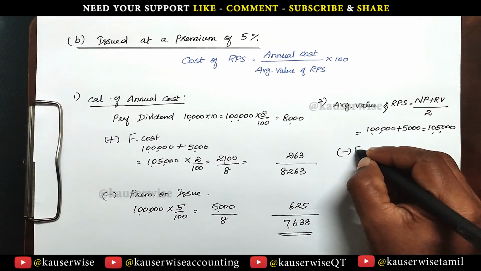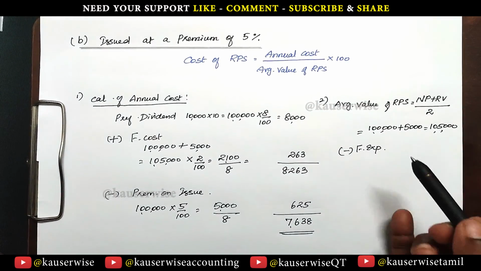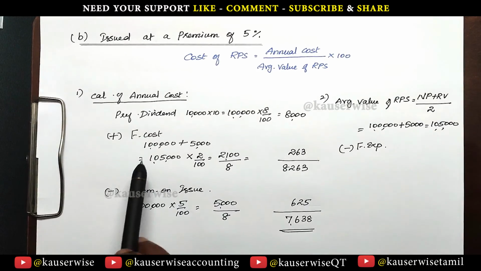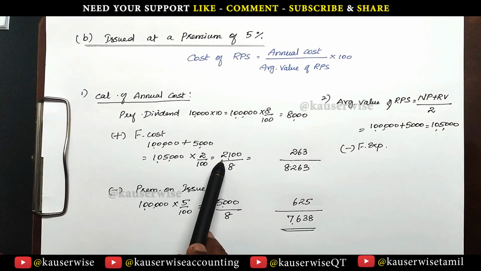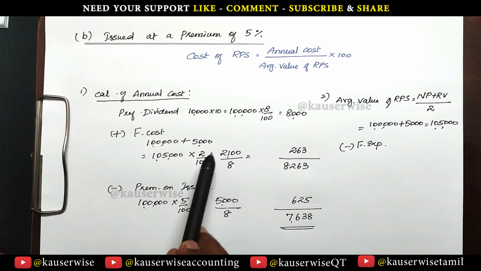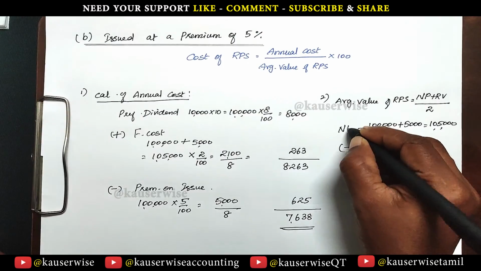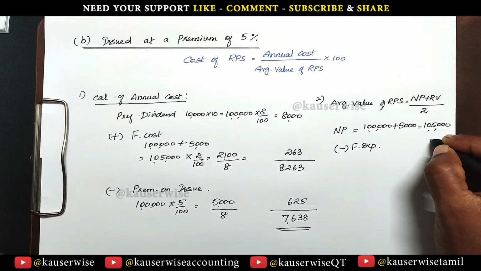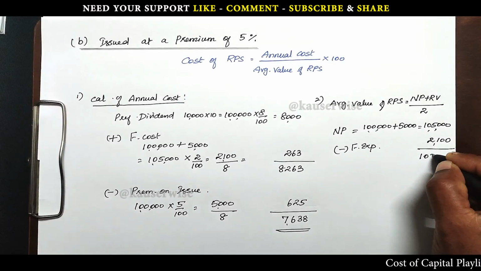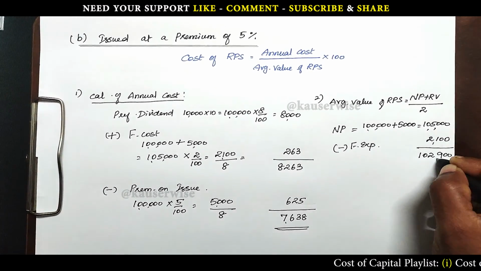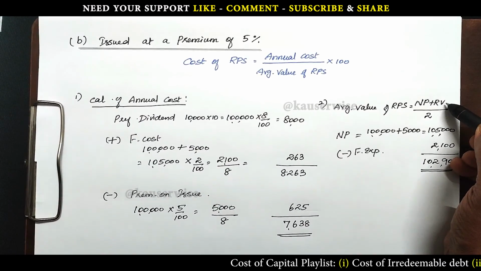minus flotation expense. So flotation cost, how much? 2%. Just see the previous calculation. 2% on 1 lakh 5,000, 2,100. This is the total flotation expense that needs to be subtracted in order to find out the net proceeds. So 2,100. 1 lakh 2,900. This is net proceeds.